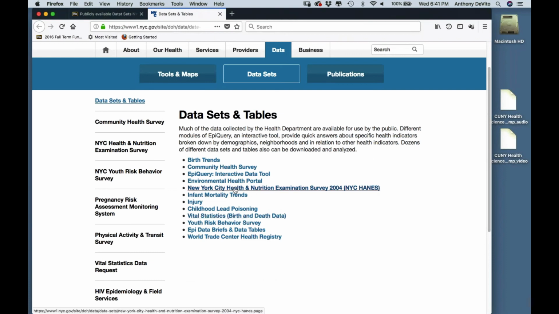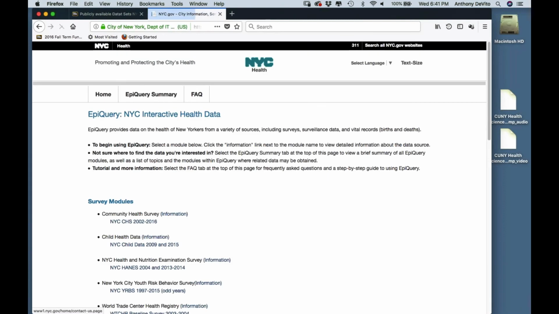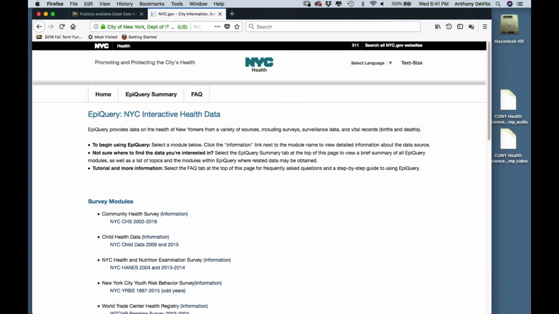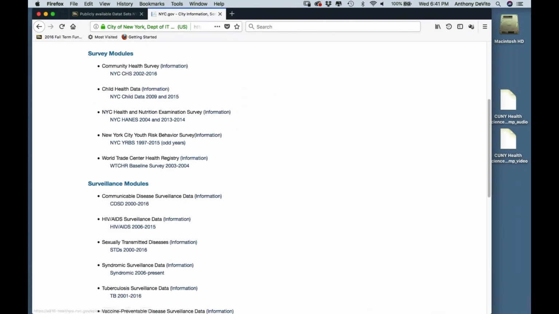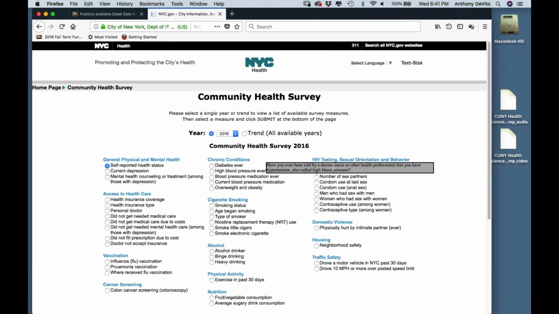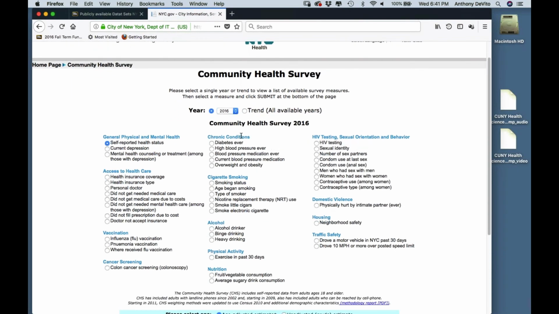There is a version of this which is interactive called Epi Query. I'm going to click on that now. In Epi Query, you can go into any one of these years and ask it to analyze data for you. I'm going to go into the New York City Community Health Survey, and it asks me, for instance, what are you interested in? Are you interested in a particular year down to 2002, or are you interested in looking for trends over several years? Well, let's just start off with the year 2016.